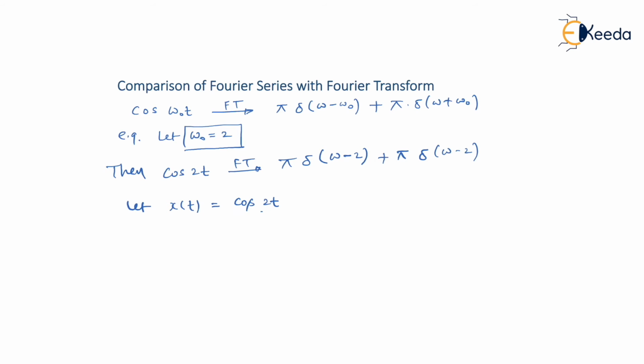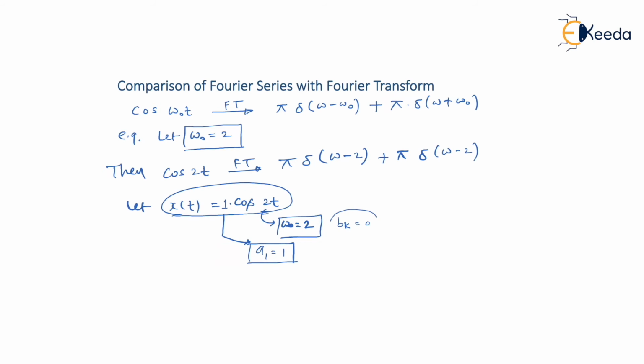What does that mean? This is nothing but your omega naught. So can I say this is a fundamental component? And if this is a fundamental component, we know that this is nothing but the value of a1. So the value of a1 is equal to 1. If I say that this x of t is actually your Fourier series itself, then there are no sine components. And if there are no sine components, it clearly means the value of bk is always 0. Is that right? Irrespective of the value of k, bk is always 0. So I would say b1 equal to 0.